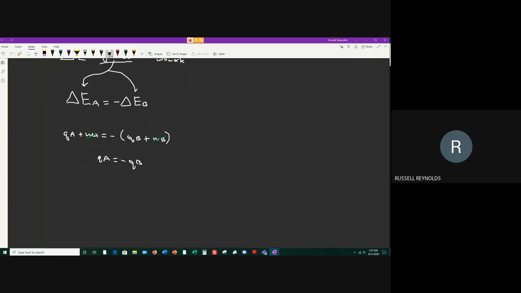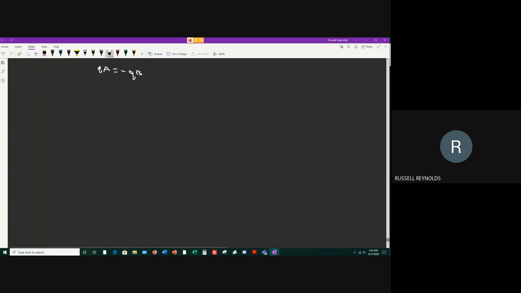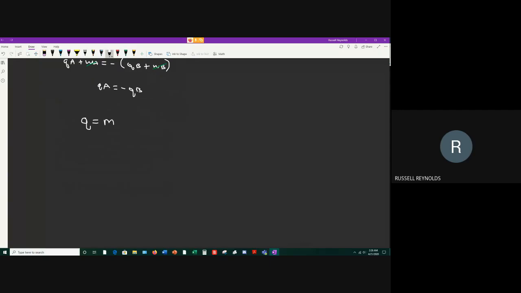So then if we actually want to use this expression to solve for something, we have to even further extrapolate this formula. And so we have to define Q in terms that we can use to solve for something. So what I'm going to do now is write out the formula for Q. So we can define Q as mass times specific heat times delta T, which is change in temperature.